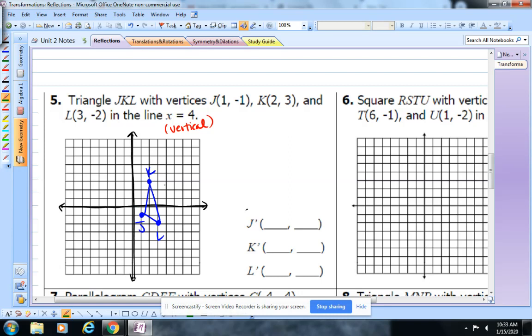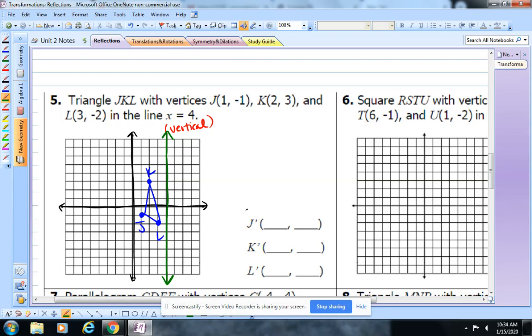1, 2, 3, 4. So you need to memorize, if you don't already have it memorized from Algebra 1, that x equals a number is a vertical line. So mine's green, maybe you can see it. Now on these, you do have to count the spaces. If it's the x-axis or y-axis, we just had to change the signs on the x's or y's, right? But if it's any other vertical line or horizontal line, you actually have to count the spaces. All right?